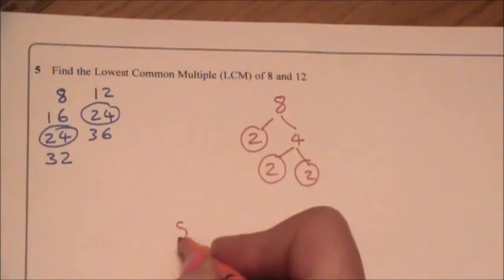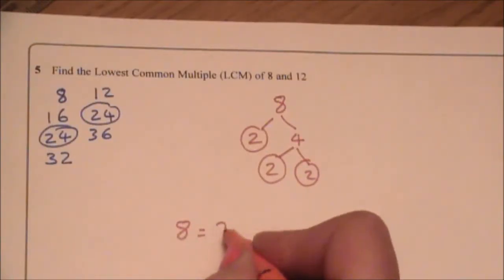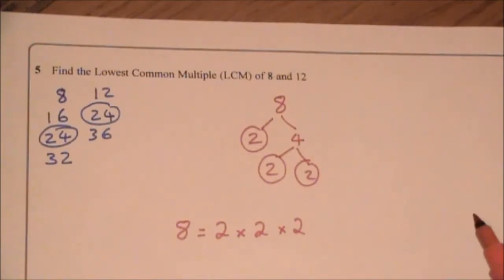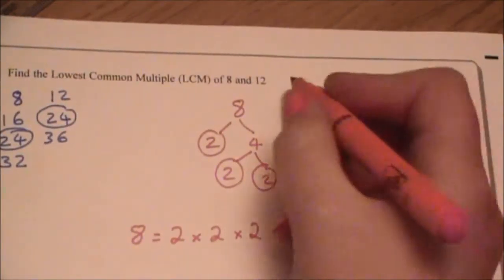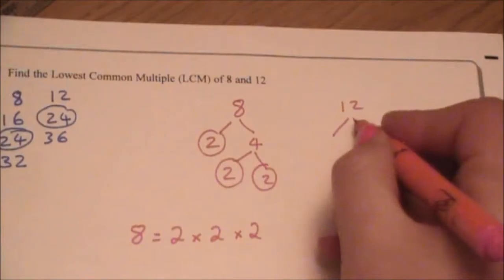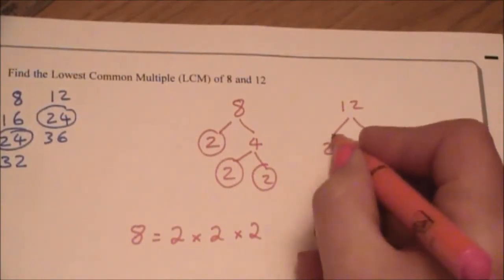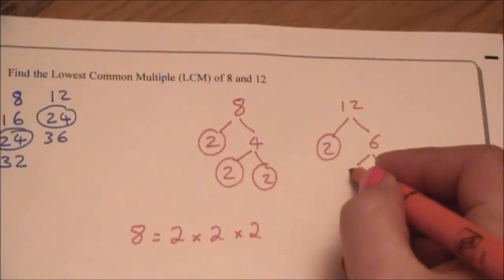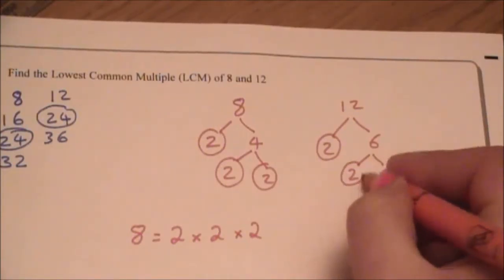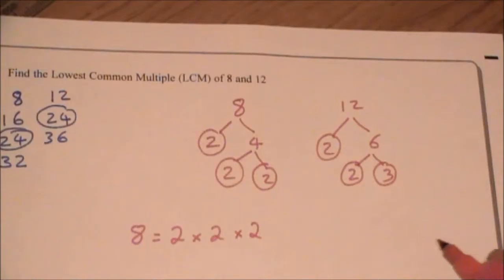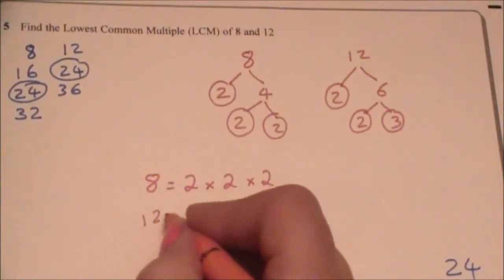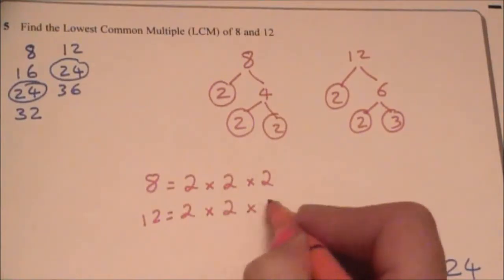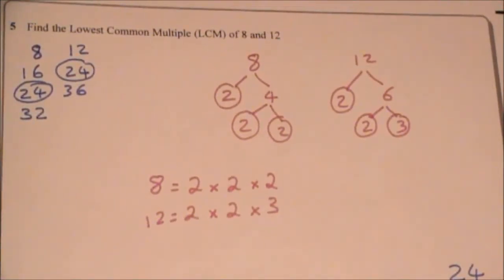So I can write 8 as a product of its prime factors. 8 is 2 times 2 times 2. Now I'm going to do 12, and I'm going to do 2 and 6. 2 is prime, so I'll circle it. 6 is 2 times 3, prime, prime. So I can write 12 out directly underneath it as 2 times 2 times 3.